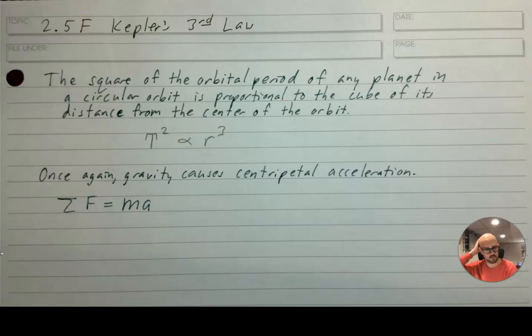So what we're going to do in this video is derive Kepler's third law to show you where it comes from. You might need to do that for an open response question on the AP exam. And then we're also going to focus on that proportionality, which is just a little bit wild.